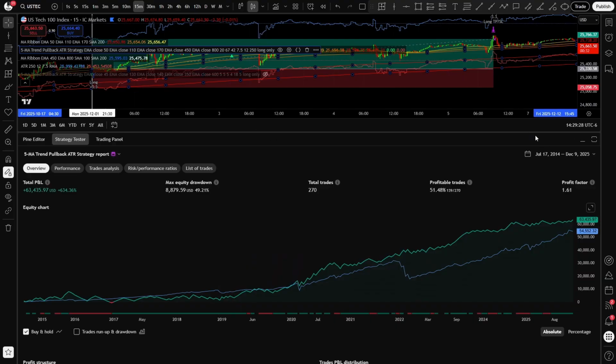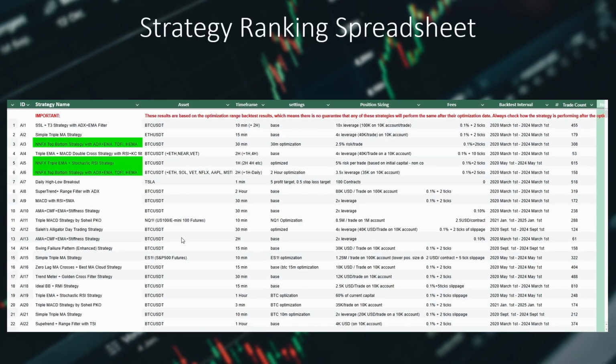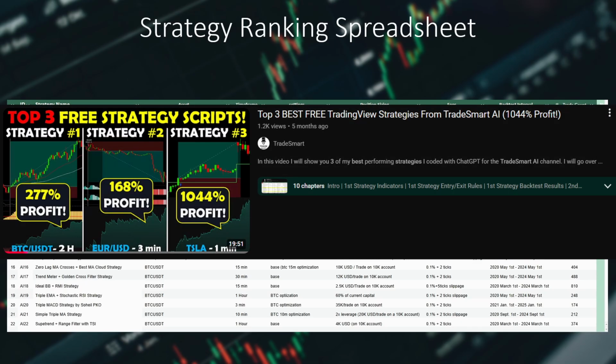And now let's see where this strategy is placed among all the strategies I have tested so far. Here you can see the strategy ranking spreadsheet. You can find this also linked down in the description. Here I collect all the backtest results for all the strategies I have tested. But of course, keep in mind that these are in-sample data, not after-optimization data. I think I made a video on the main TradeSmart channel about these strategies and checked which perform really well after the optimization. I will link that down in the description too.